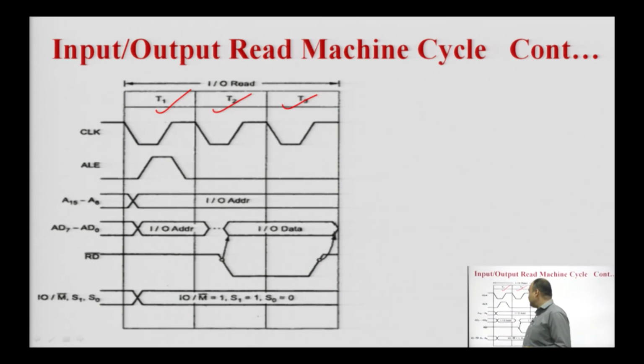During the T2 T state, the processor will generate the active low read control signal to perform the read operation from the input output device, and this read control signal changes its state from logic 0 to logic 1 at the T3 T state. The status signals for the input output read operation are IO/M equals 1, S1 equals 1, S0 equals 0, since it is an input output related operation.